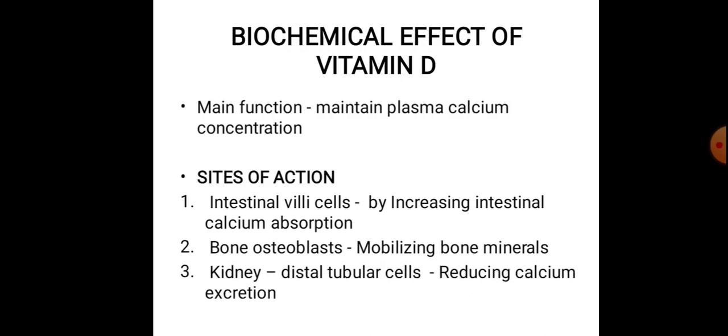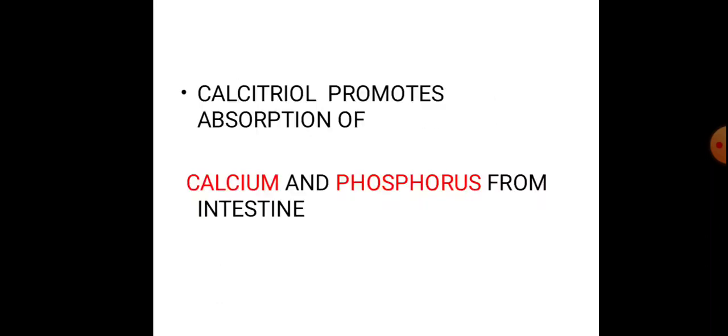In the intestinal villus cells, they act by increasing intestinal calcium absorption. In the bone osteoblast, they mobilize bone minerals, and in the kidney, they act on distal tubular cells and reduce calcium excretion. Okay, so where are the sites of action? On the intestinal villus cells, bone osteoblast, and the kidney. So calcitriol promotes absorption of both calcium and phosphorus from the intestine. From the intestine, it will absorb both calcium and phosphorus.